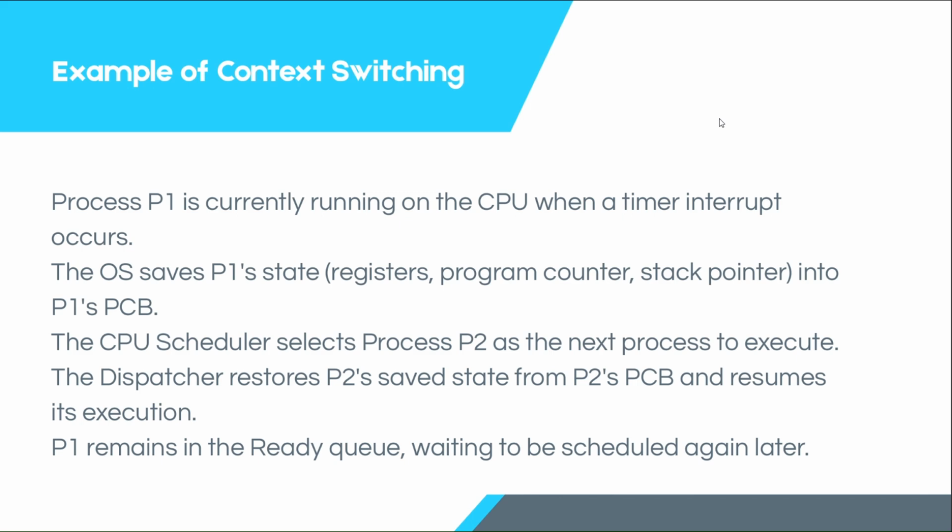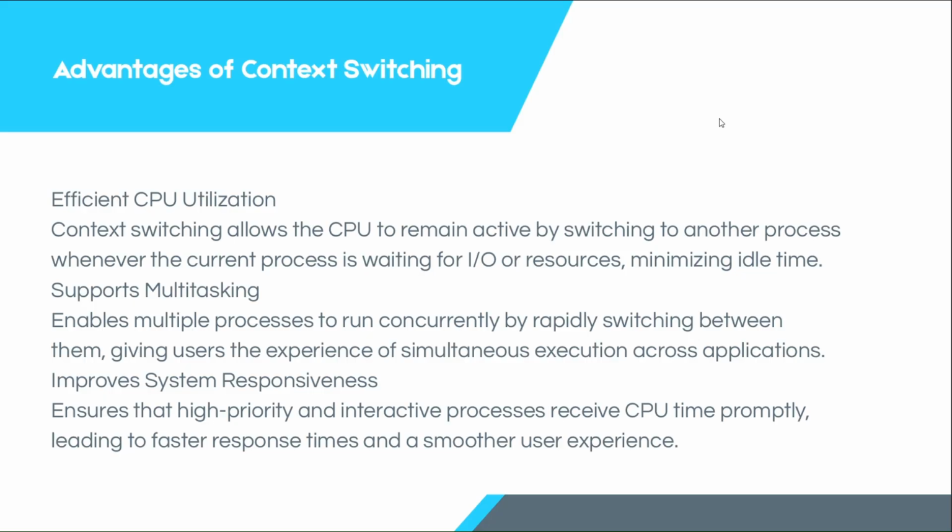So, this practical example clearly demonstrates how the operating system shares CPU time among multiple processes while maintaining smooth execution. Now that we understand its practical implementation, let's discuss the advantages of context switching. So we can move to our next slide: advantages of context switching.